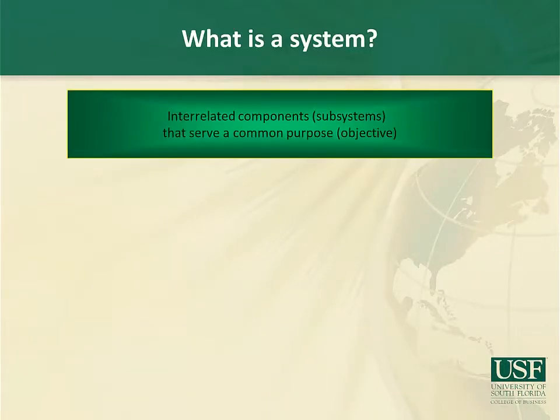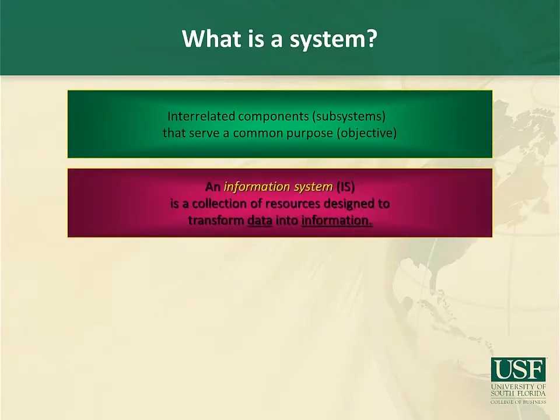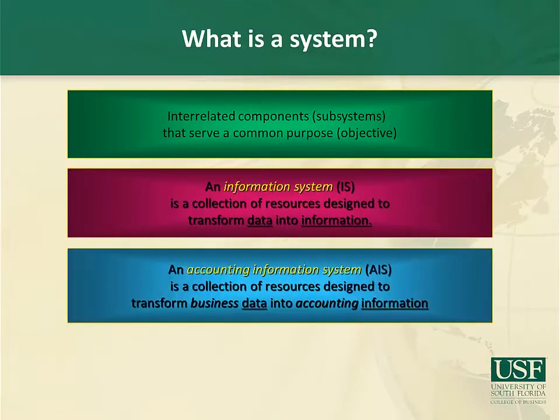A system consists of interrelated components or subsystems that work together to achieve a common purpose or objective. An information system is a collection of resources designed to transform data into information. An accounting information system, AIS, is a collection of resources designed to transform business data into accounting information. So we notice a series of nested steps here. We first start with a system, then we go to an information system, then to an accounting information system. So there are systems that are not information systems, there are information systems that are not accounting information systems.